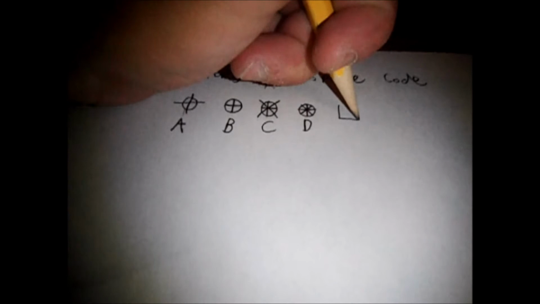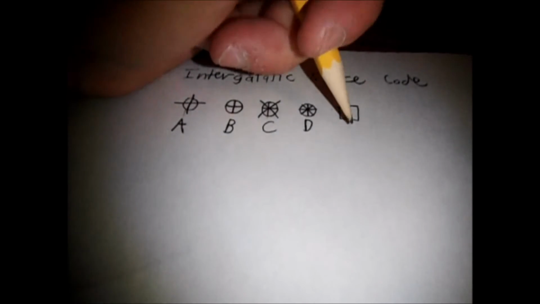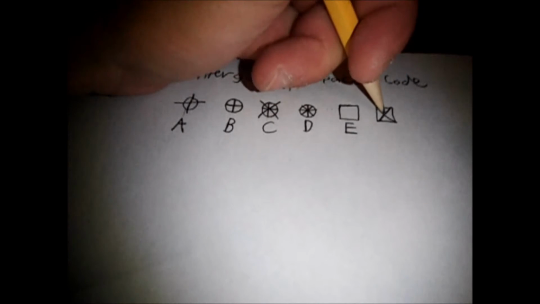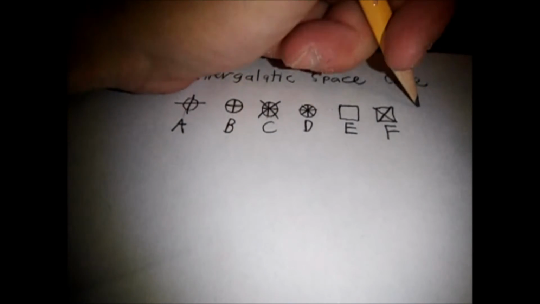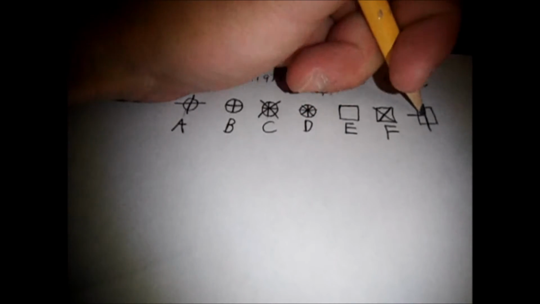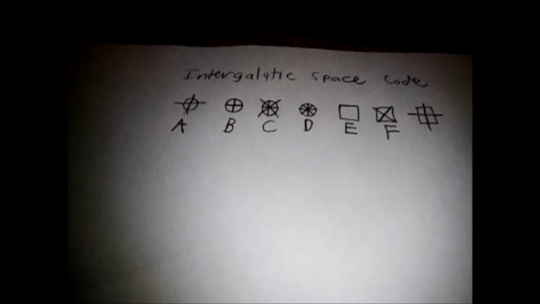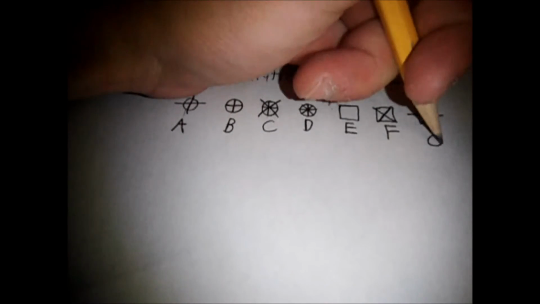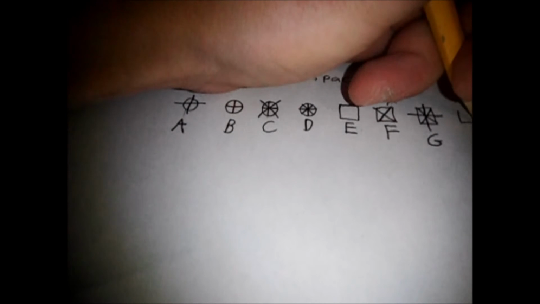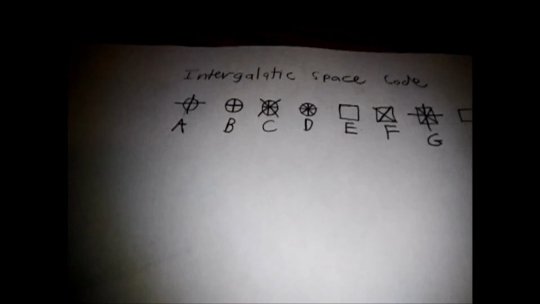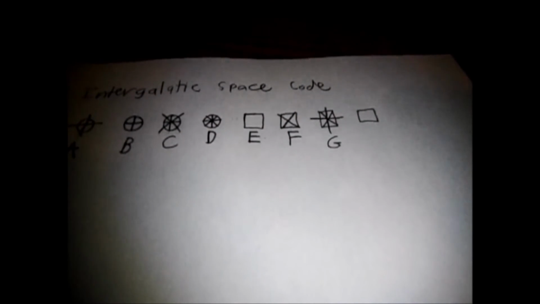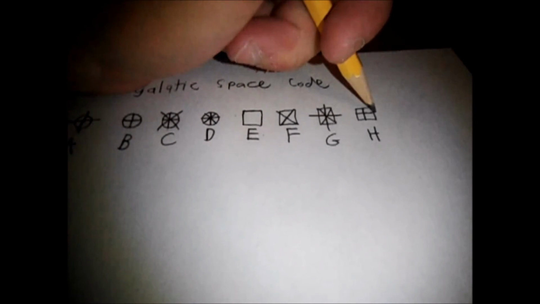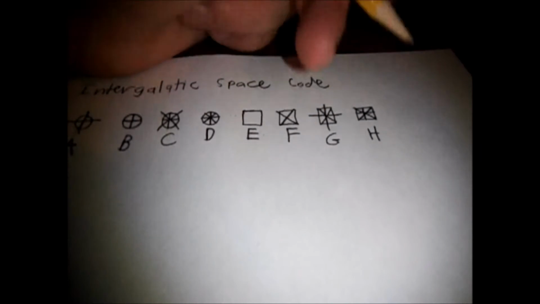So next we have E, which is just a symmetrical square. This is a blank square. Then we have F, which is a square with an X. G is a cross that extends outside, and then an X in the middle. H is basically a square with that asterisk in there again. This is 4 lines.